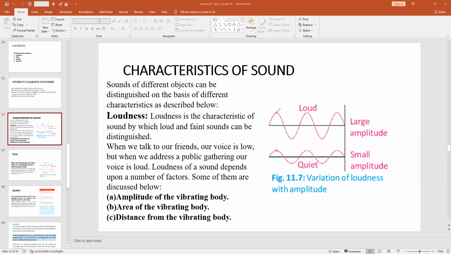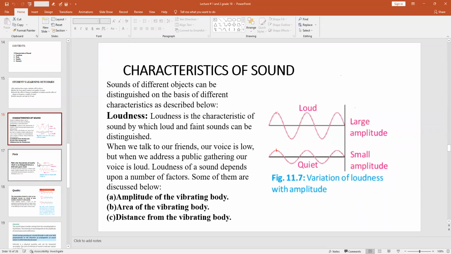This is the positive amplitude. This is the negative amplitude because it is present on the negative axis. So amplitude is basically the height of the wave. Okay, thank you, ma'am.